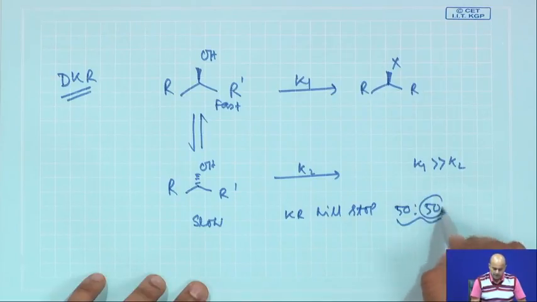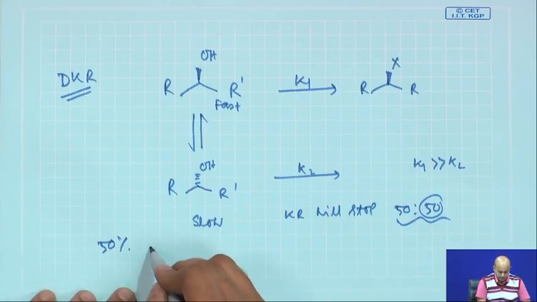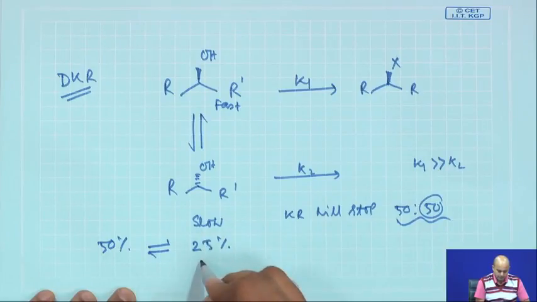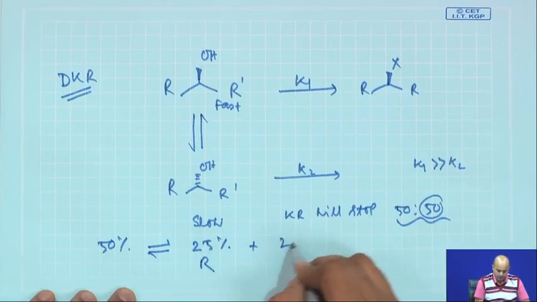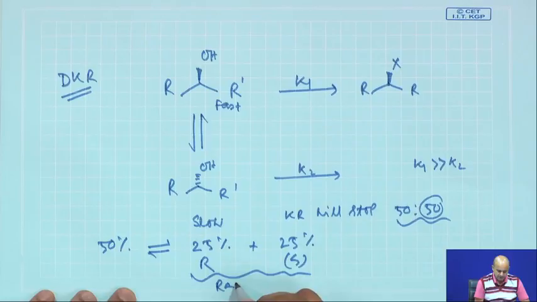Now, the slow reacting enantiomer is 50% there. Is it possible that this 50% slow reacting enantiomer can again be converted to 25% R and 25% S? That means you will be trying to do a racemization. Now, why is this helpful?